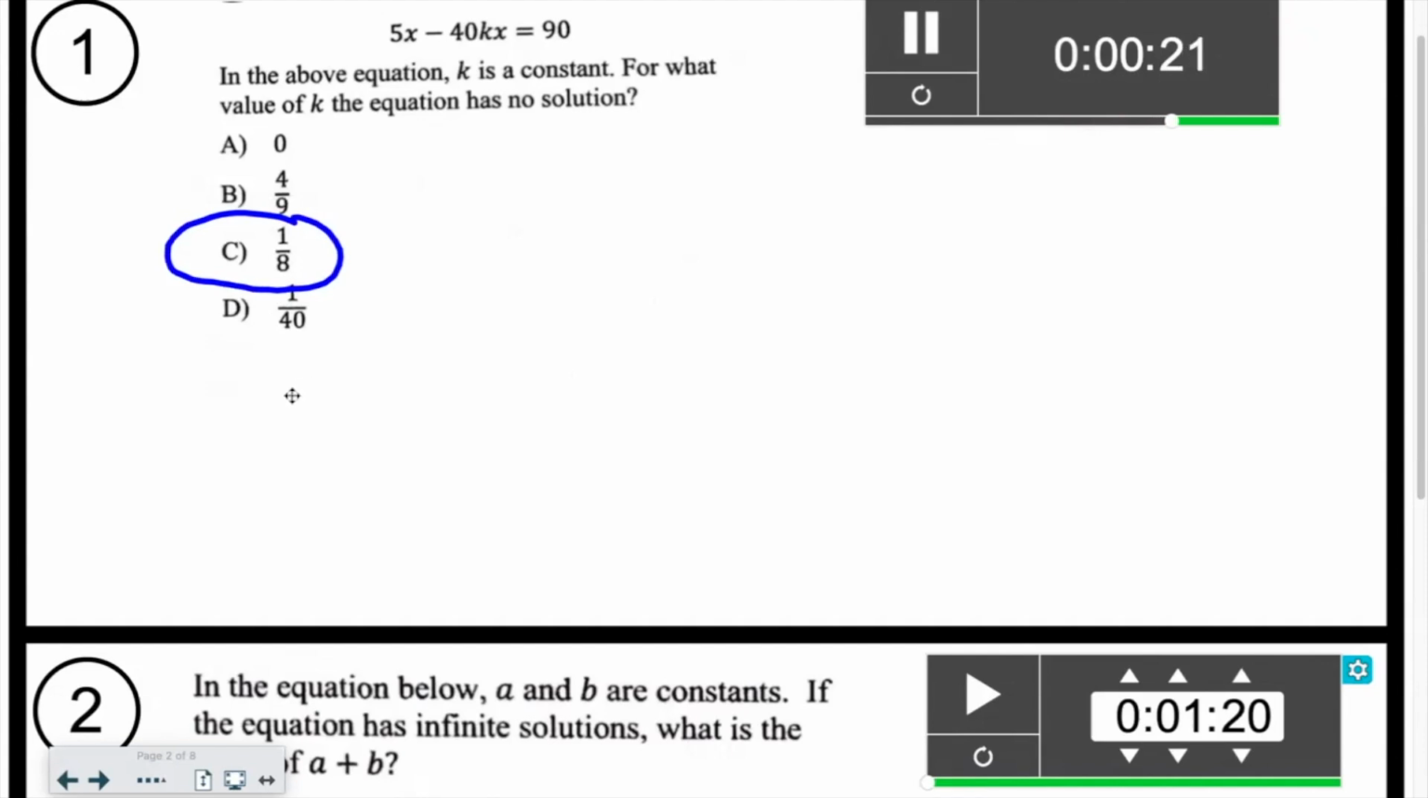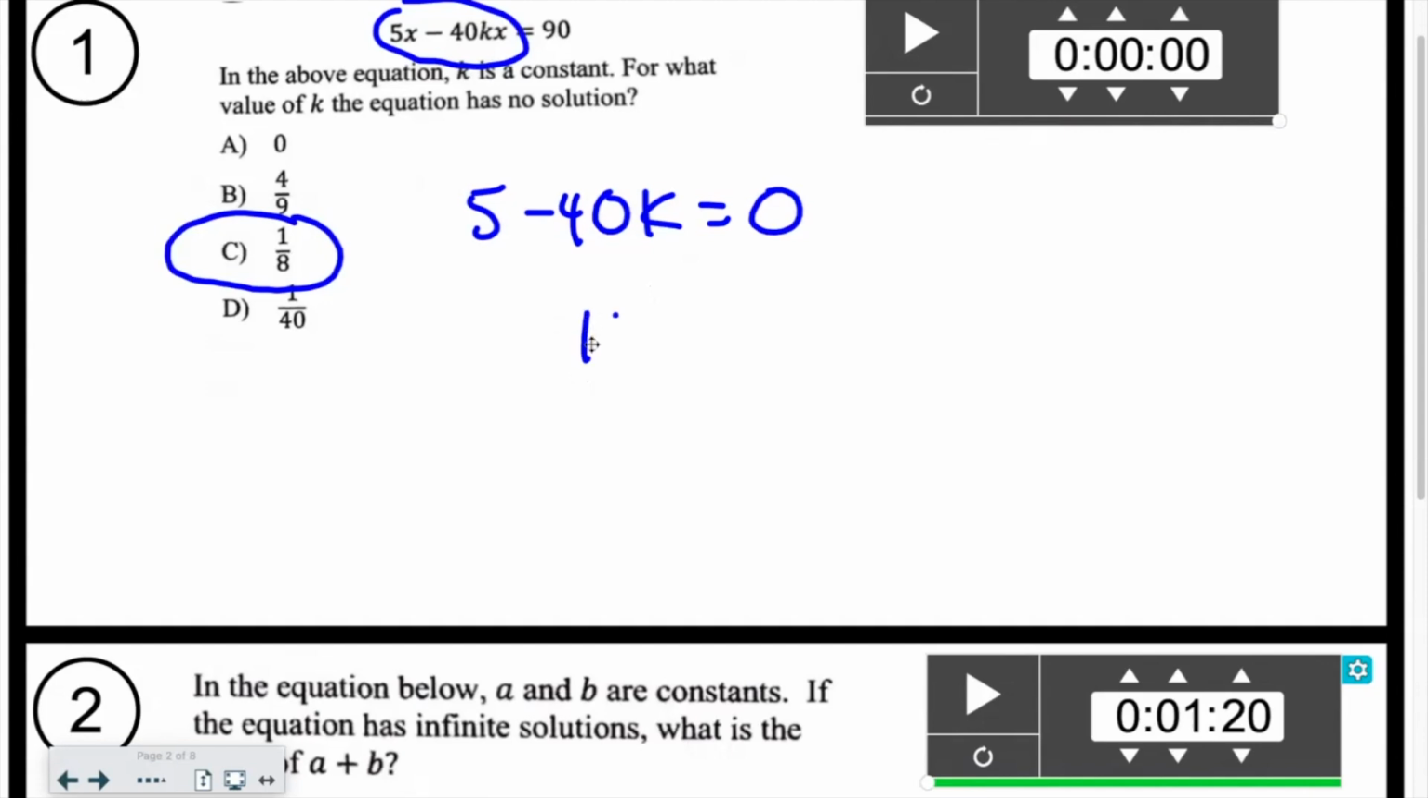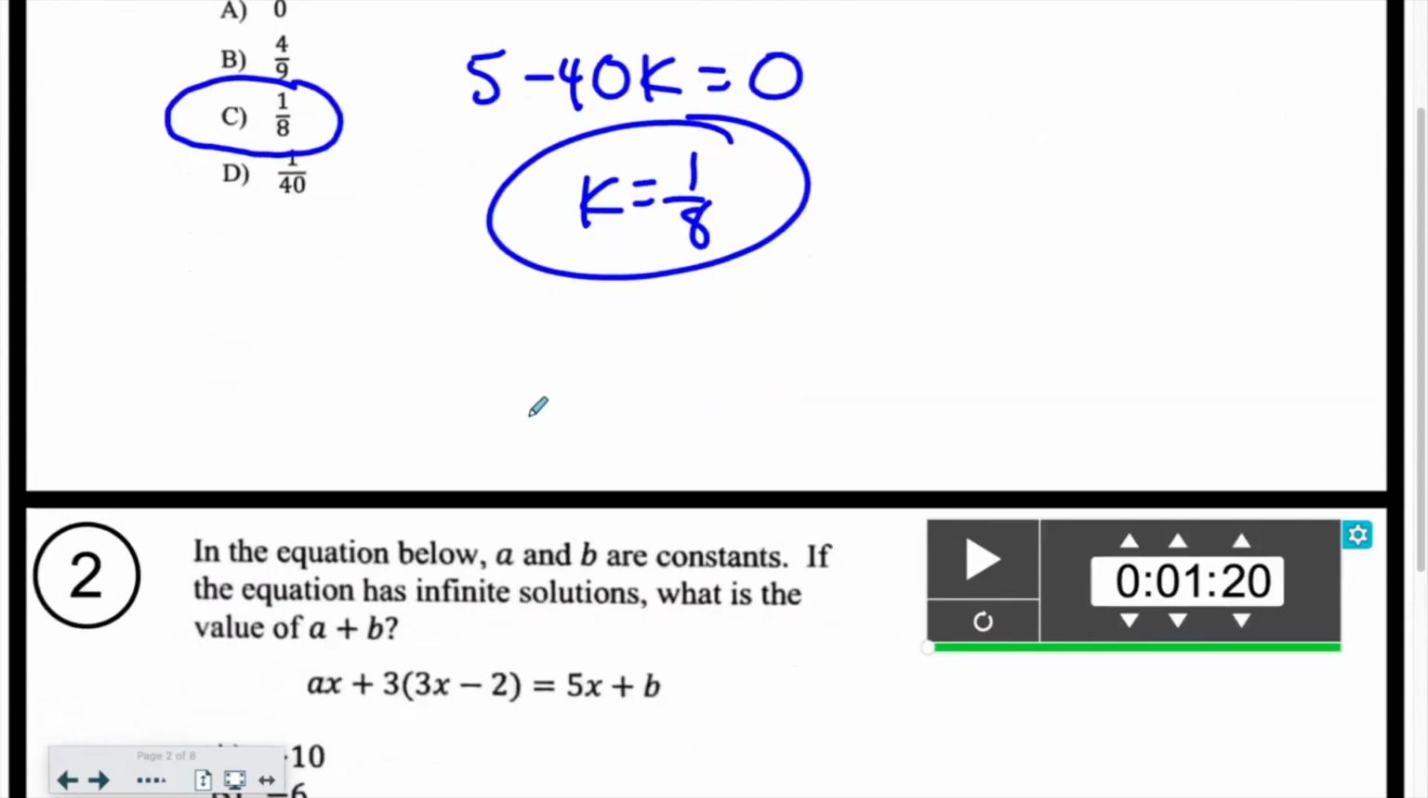So I looked at the equation and I saw the common terms. I saw five for the first term, so I was trying to get the other term to also be five so I can eliminate both of them. Yeah, exactly. You want this side to just cancel out. So we want 5 minus 40k to equal 0. And then if you solve that, you get 1/8. Yeah. Good. Nice.